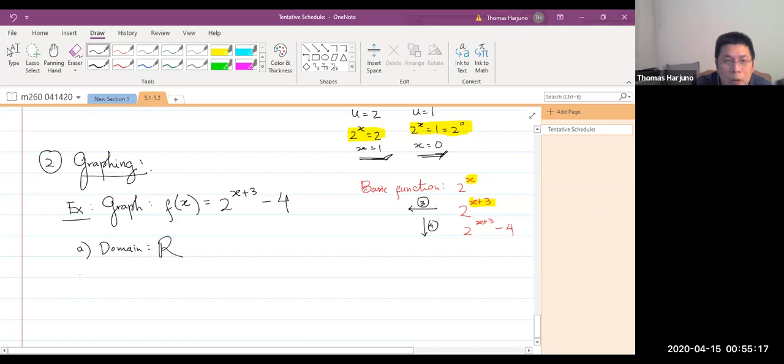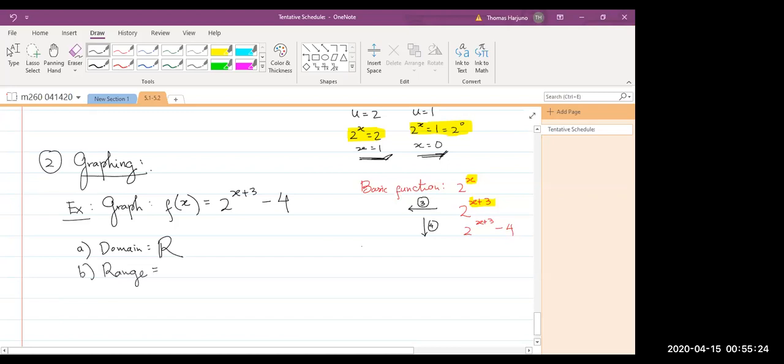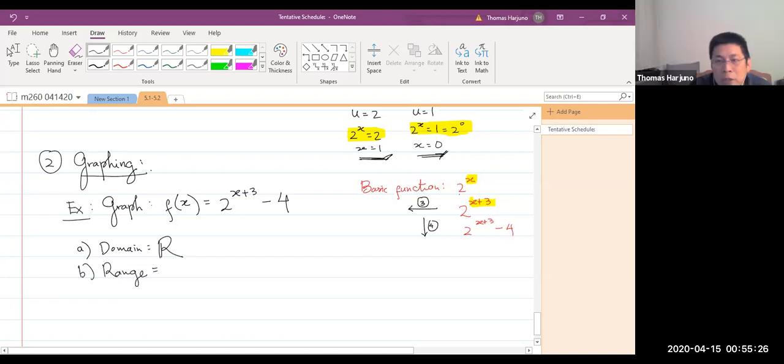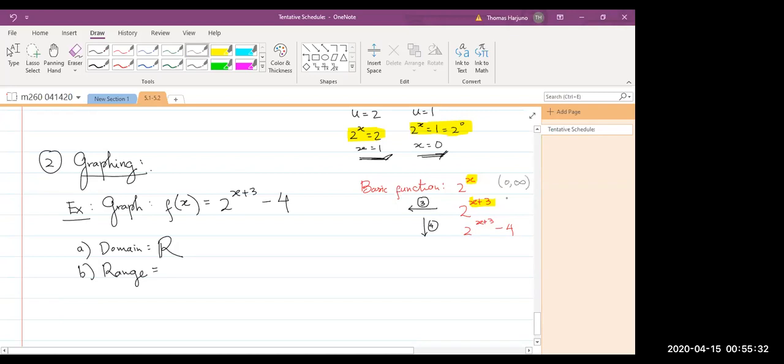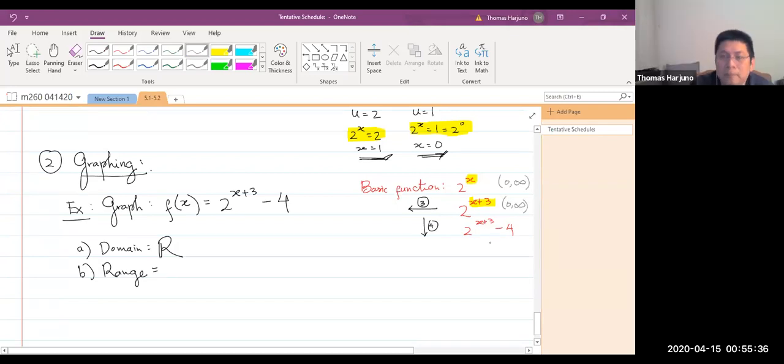Oh, okay. Now how about the range? I have no idea. Yeah, the range originally is from 0 to infinity, right? Yes. When you move to the left 3 units, the range is still the same. Now, when I move down, the range becomes negative 4 to infinity.